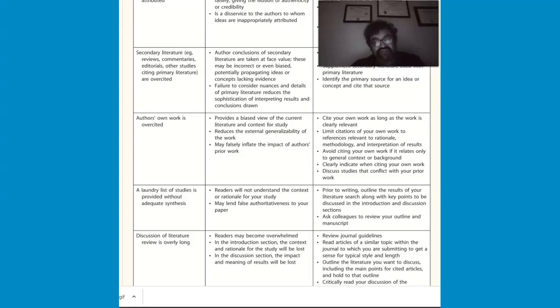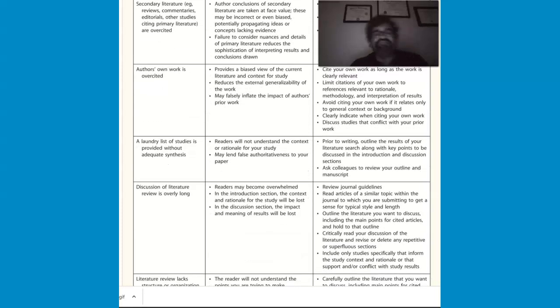Clearly indicate when citing your own work. Discuss studies that conflict with your prior work. A laundry list of studies is provided without adequate synthesis, and this is something I've seen many times. When you're first looking to create a study, this is a problem because you're actually overwhelmed by a lot of articles and you don't know where to stop.